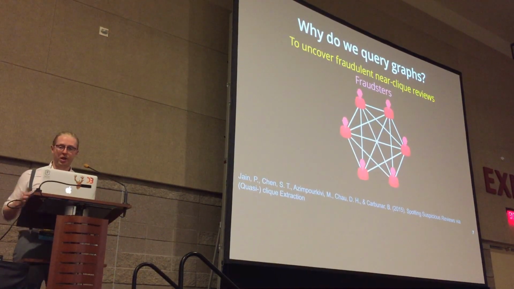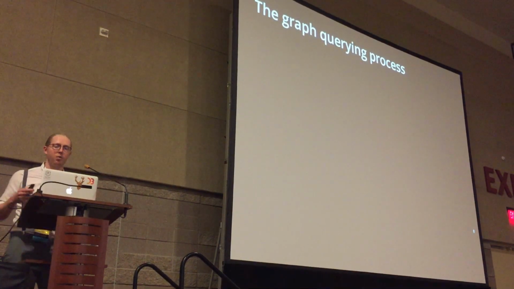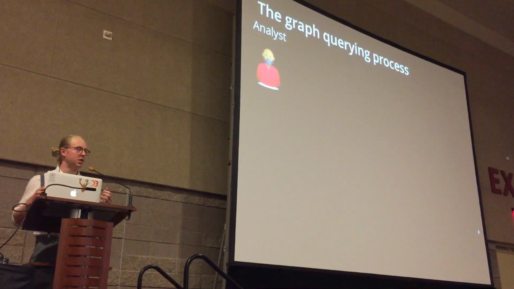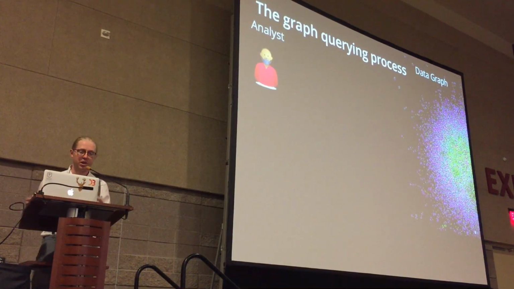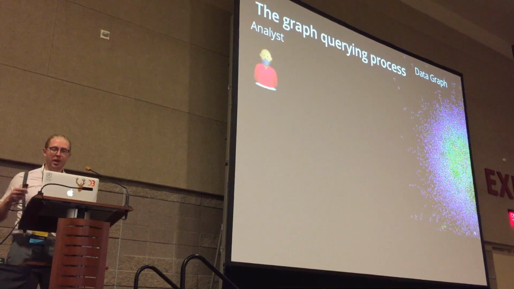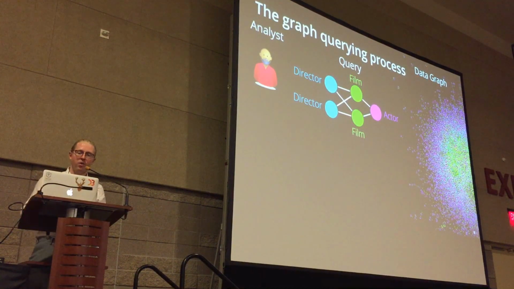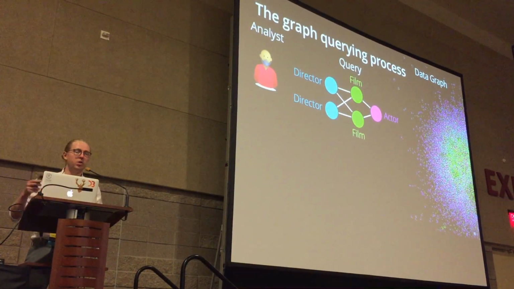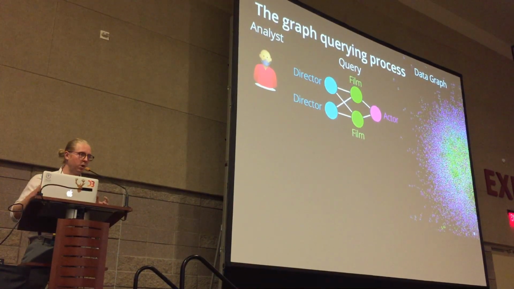network. I'll now go through a high-level overview of what the process of graph querying looks like. We'll start with our analyst, and they may be interested in a particular domain. In this case, we'll assume that they have a data graph, an underlying network. And in this graph, they have maybe millions of entities. I'm going to use films as an example, like this Rotten Tomatoes graph. And the analyst here is looking for two co-directors of two films that star the same actor. So it's a very particular query they want to find.